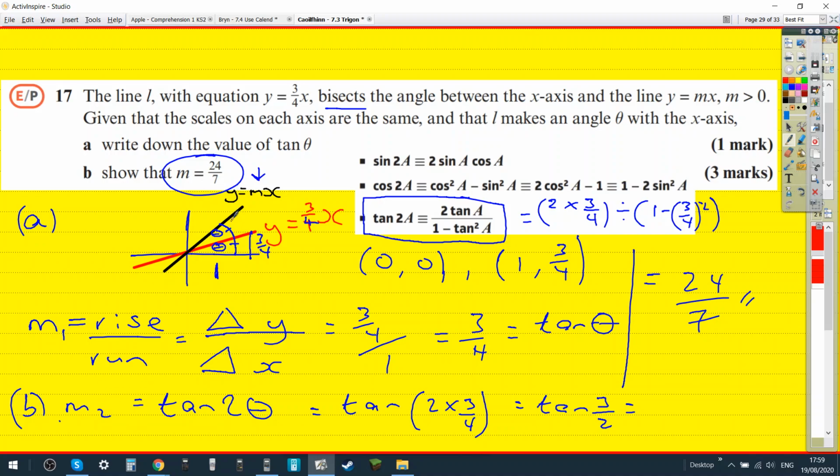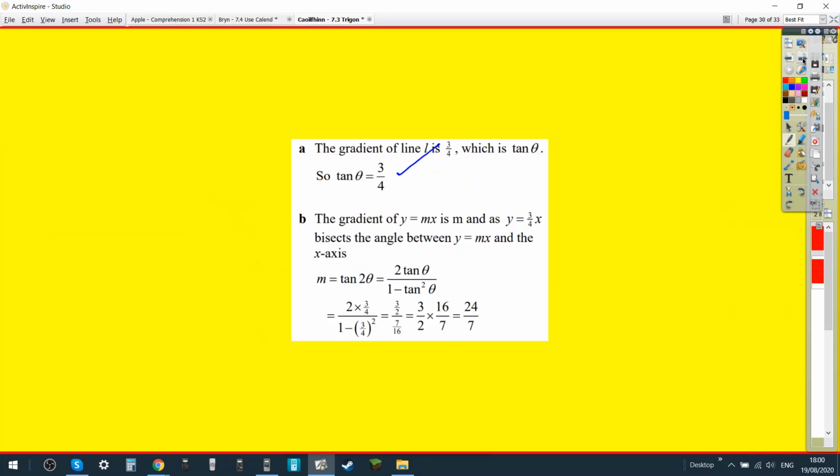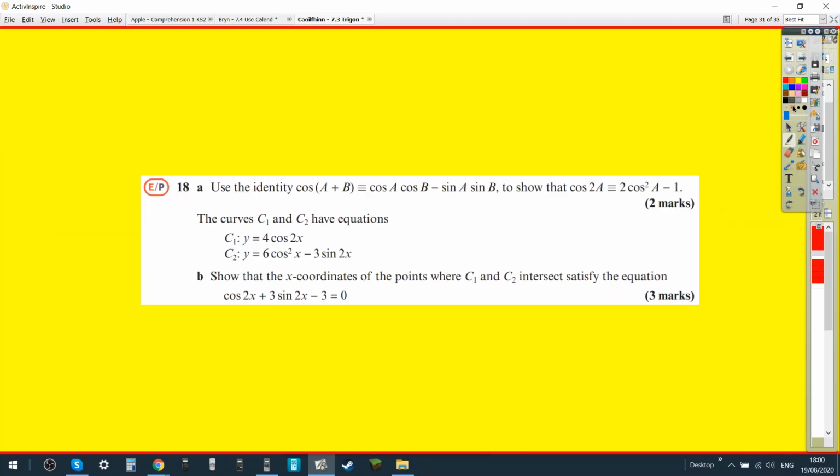Then the second one, tan 2 theta, is the other gradient. Tan 2 theta, in terms of tan theta, uses this formula. Tan theta is 3/4, and so we sub that into our formula. And so this gradient is 3/4, this gradient is 24/7. Any questions about that? No. Yeah. Trig, man.